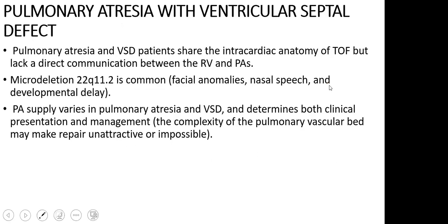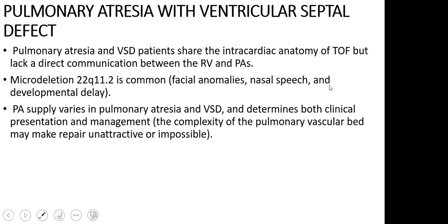So another cyanotic heart disease is pulmonary atresia with VSD. So basically, as I mentioned earlier, in pulmonary atresia the valve is completely stenosed, or the valve is completely hypoplastic. Pulmonary atresia with VSD patients share the intracardiac anatomy of TOF, but there's a lack of direct communication between the right ventricle and the pulmonary arteries. So basically they have the pulmonary stenosis, the VSD, and then over time they'll present with right ventricular hypertrophy due to the backflow of blood from an atretic pulmonary valve.